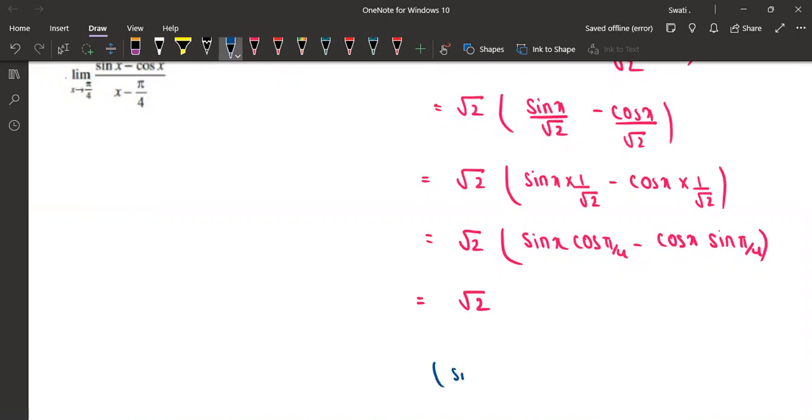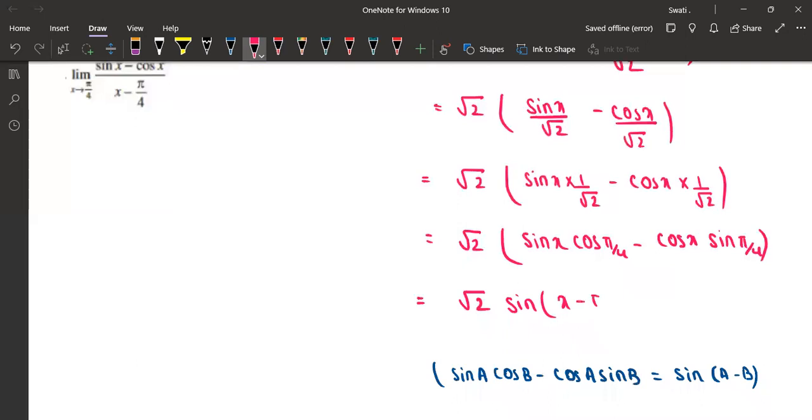And the formula is sine A cos B minus cos A sine B, right? Where A is x and B is pi by 4. So this has a formula sine A minus B. So using this formula, of course, this will become root 2 sine A minus B, that is x minus pi by 4. And now you can notice that that is the reason why I simplified it here.